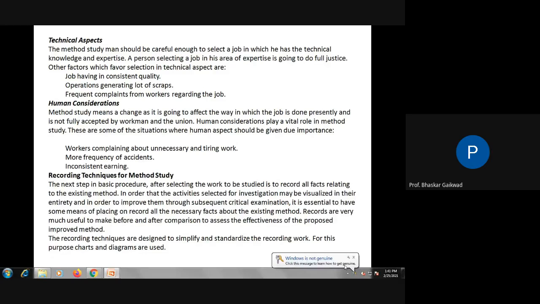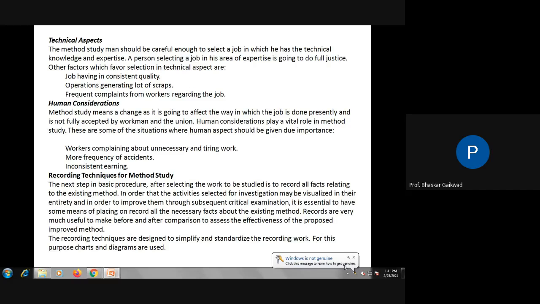Recording techniques for method study. The next step in the basic procedure after selecting the work to be studied is recording all facts related to the existing method. So what is the first step in method study?